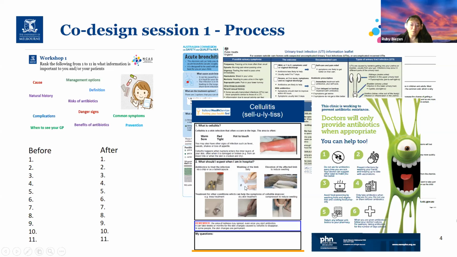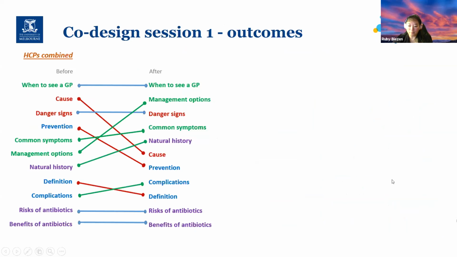So let's have a look at the results from these activities. For healthcare providers, the results are combined for GPs, practice nurse and pharmacists, and we show the ratings before and after. When to see a GP was considered the most important thing that needs to be in the patient information sheet, while the risks and the benefits of antibiotics were rated as the least important.